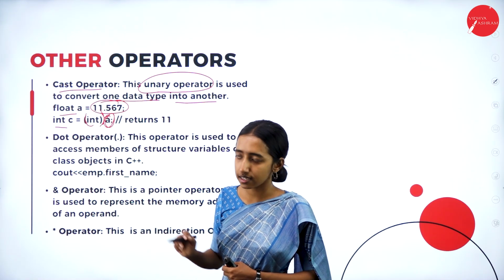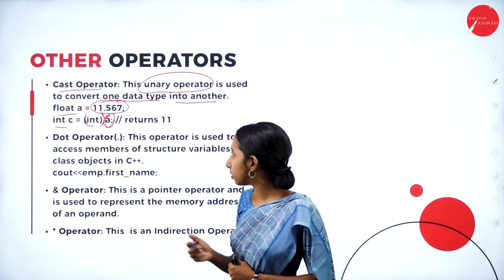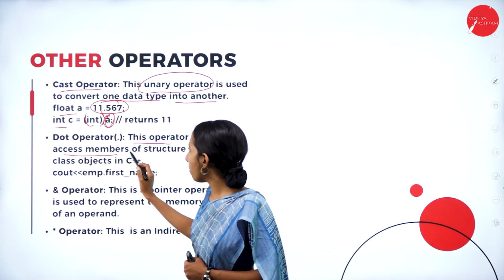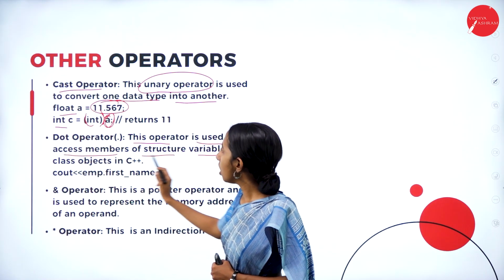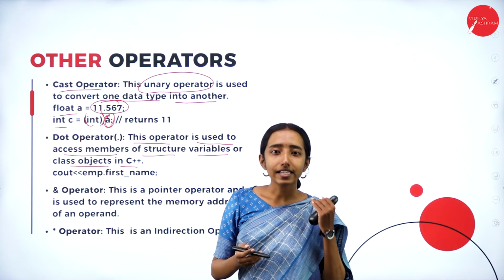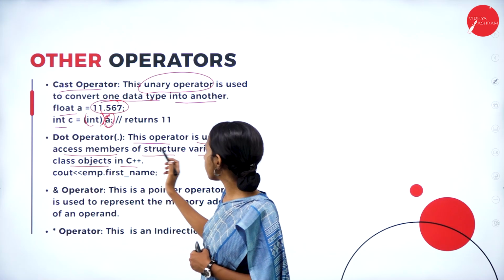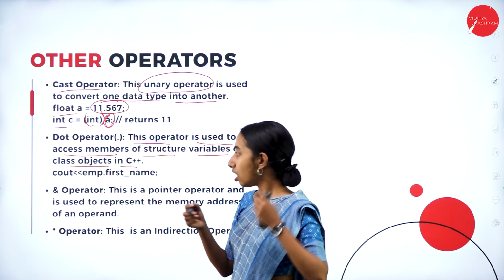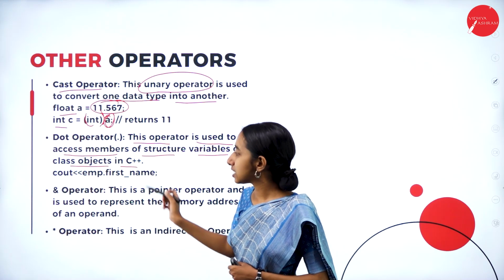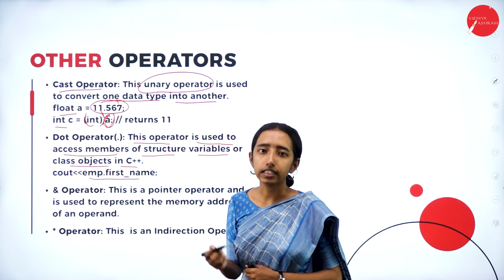Next I am having the dot operator. This operator is used to access members of the structure variable or class objects in C++. So like the pointer operator, the dot operator is similarly used for accessing members of the structure variable or class object in C++. Cout emp dot first name.